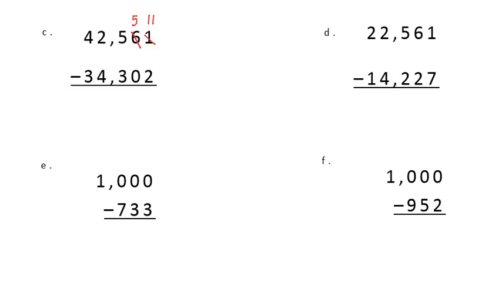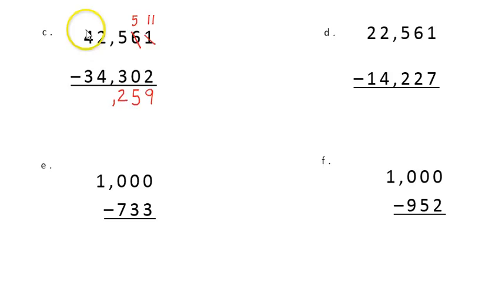Now I can take 11 ones minus 2 ones, which leaves me with 9 ones. In the next column, I have 5 tens minus 0 tens, which is 5 tens. Then I have 500 minus 300, which leaves 200. Next I have 2,000 and I need to subtract 4,000. I'll have to do some more decomposing.